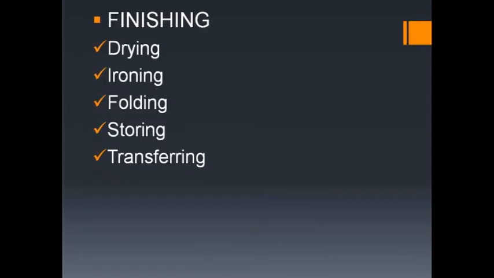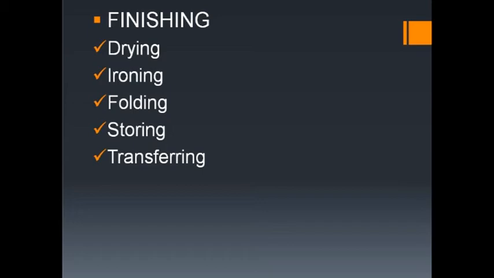Then, in terms of finishing the laundry process, we need to have the drying, where we dry the clothes as per their requirement, as per the temperature noted on the various kinds of fabric of the clothes. Then it is ironed after drying.